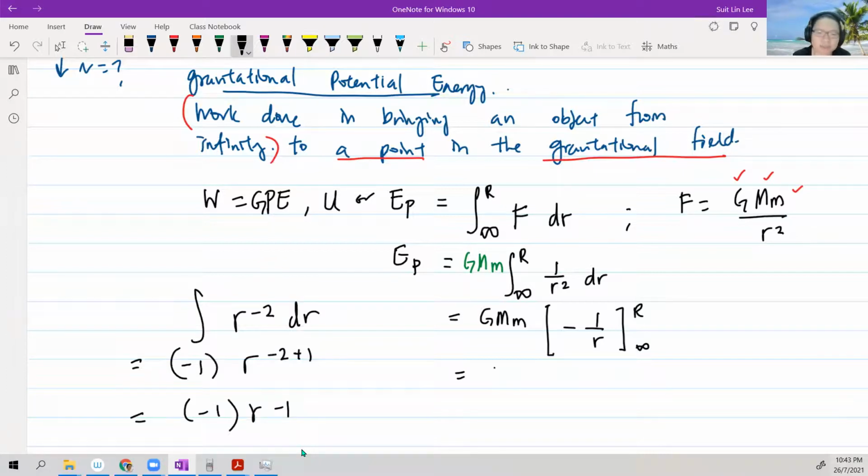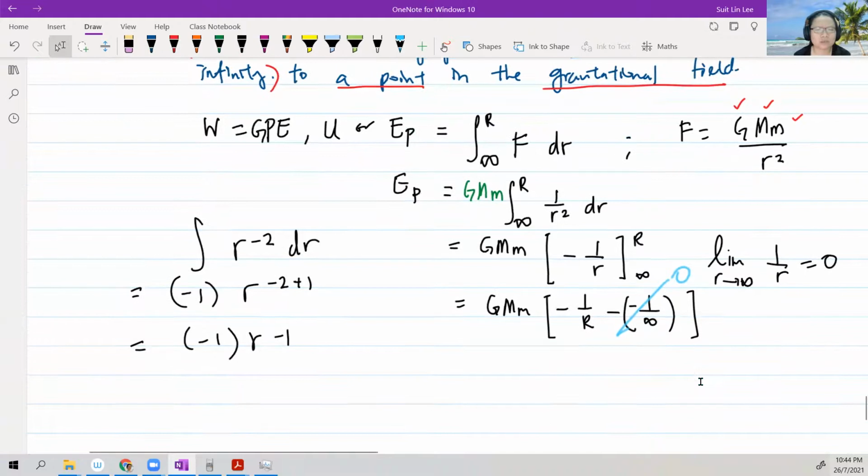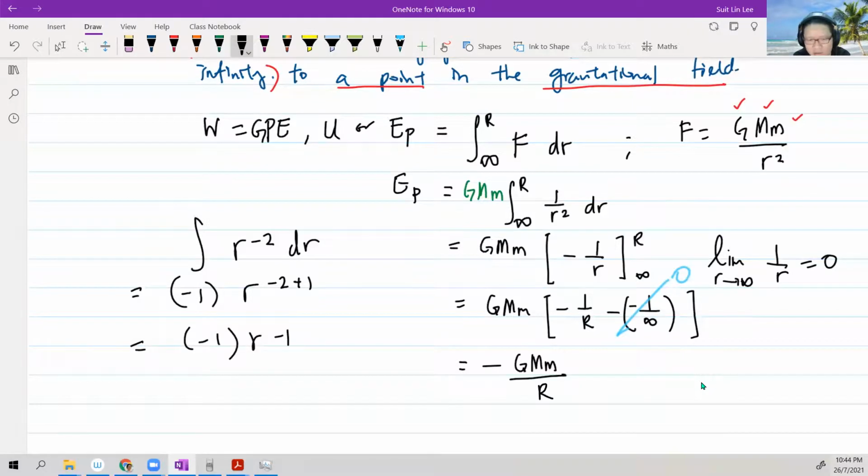Okay, so we're going to substitute the limits. G M m, bracket, negative 1 over R minus, okay, the maths teachers will kill me, but I don't teach maths, so it should be fine. Substitute infinity. The limit of R going to infinity for 1 over R is 0. So this one is 0, meaning the result is negative G M m over R.